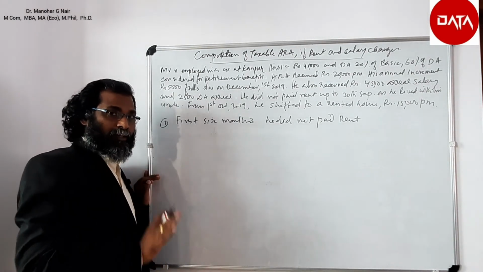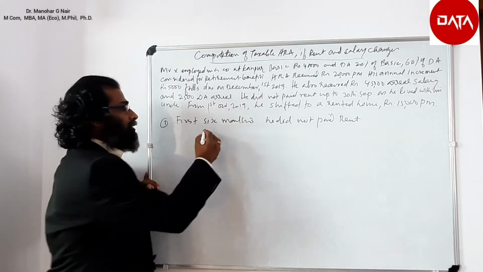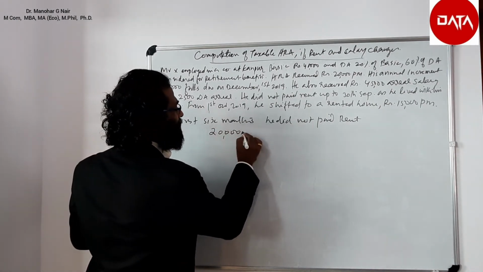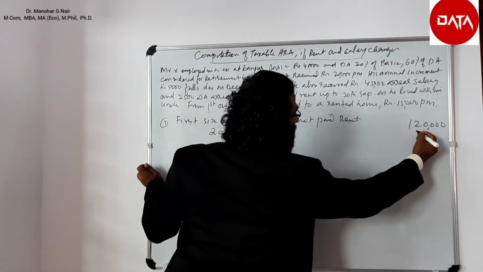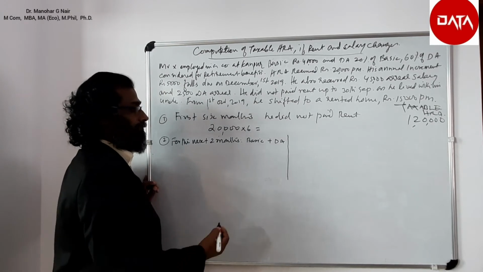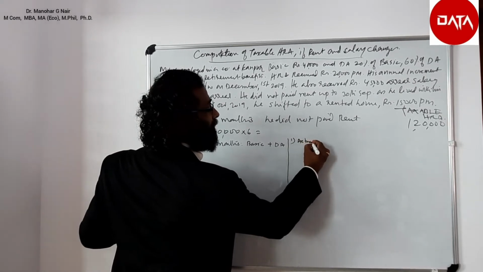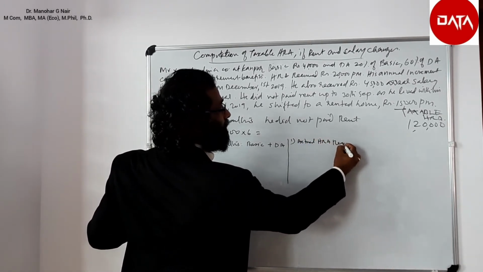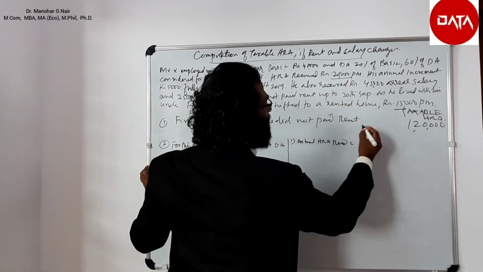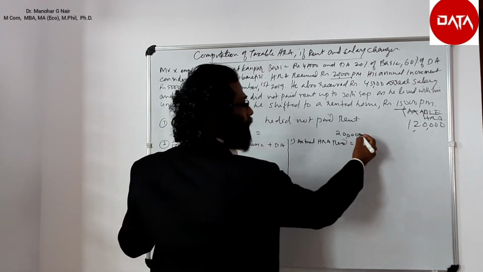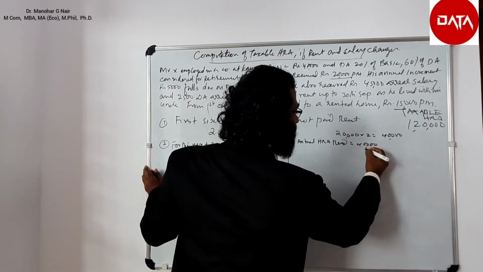For the first 6 months, he is not eligible for getting any exemption for the HRA received. So the taxable is 20,000 per month into 6, equal to 1,20,000. For the next 2 months, 3 conditions are to be applied. One is actual HRA received. Here the actual HRA received is 20,000 per month, so 20,000 into 2 equals 40,000. That is condition 1.